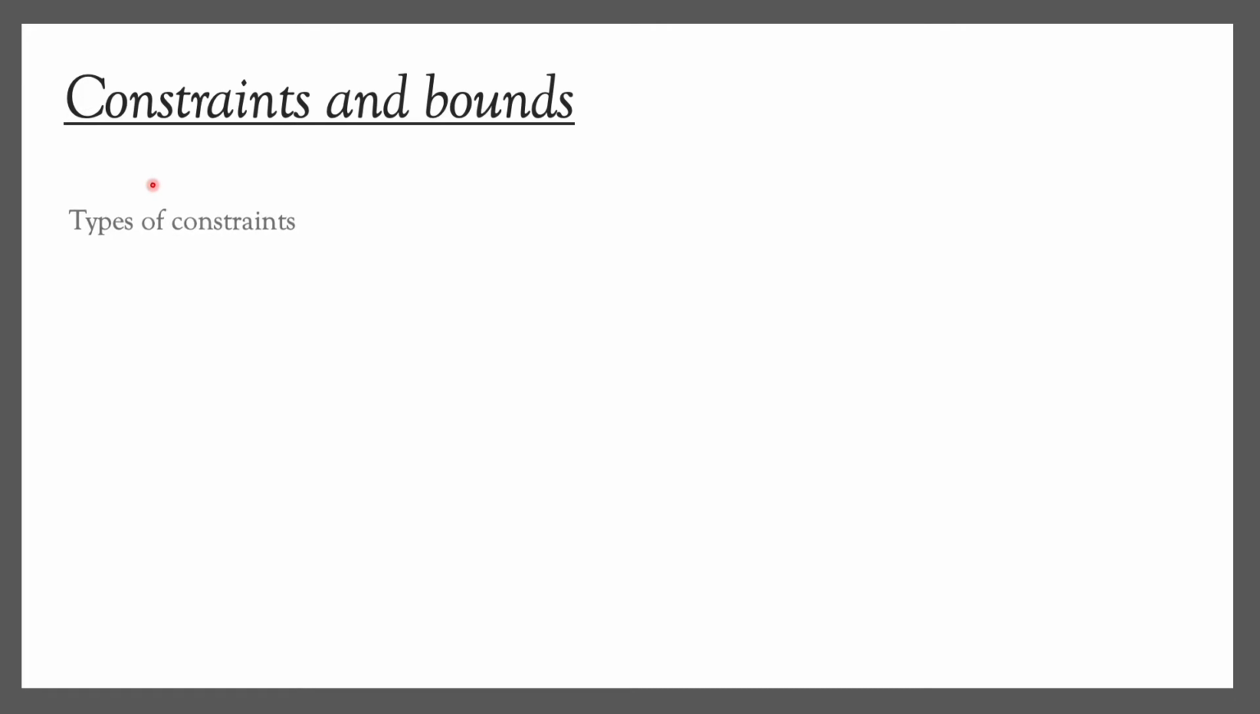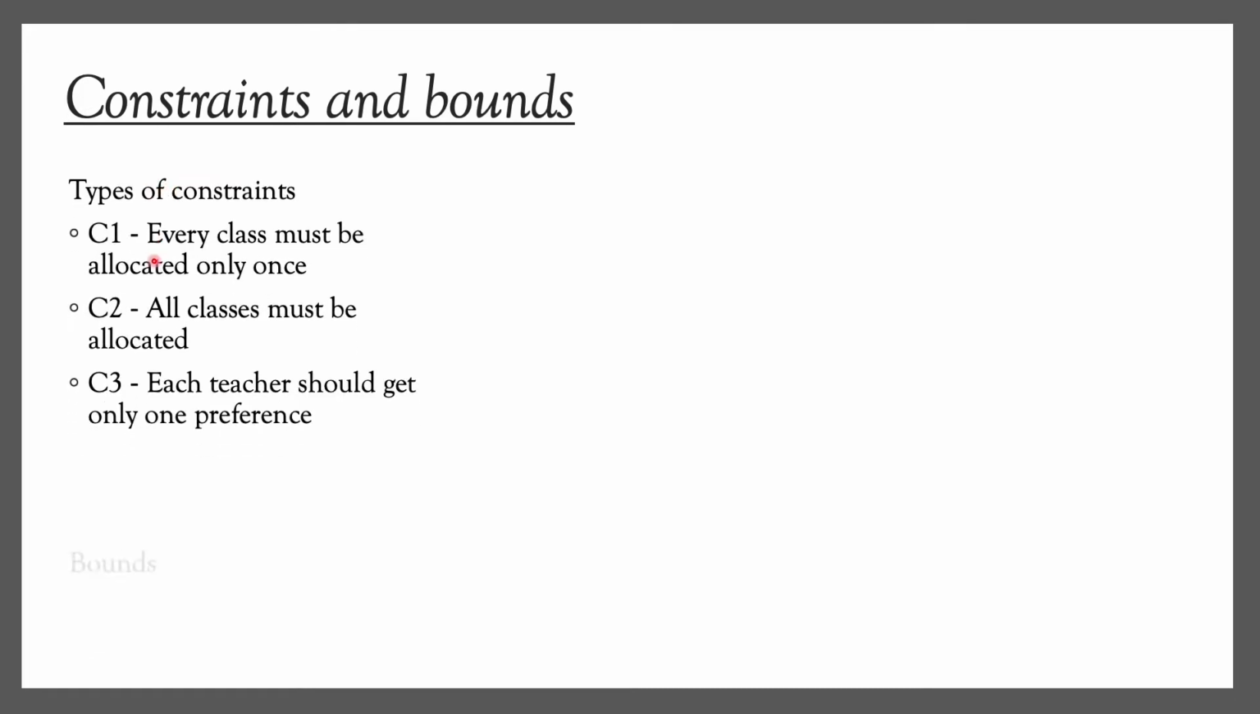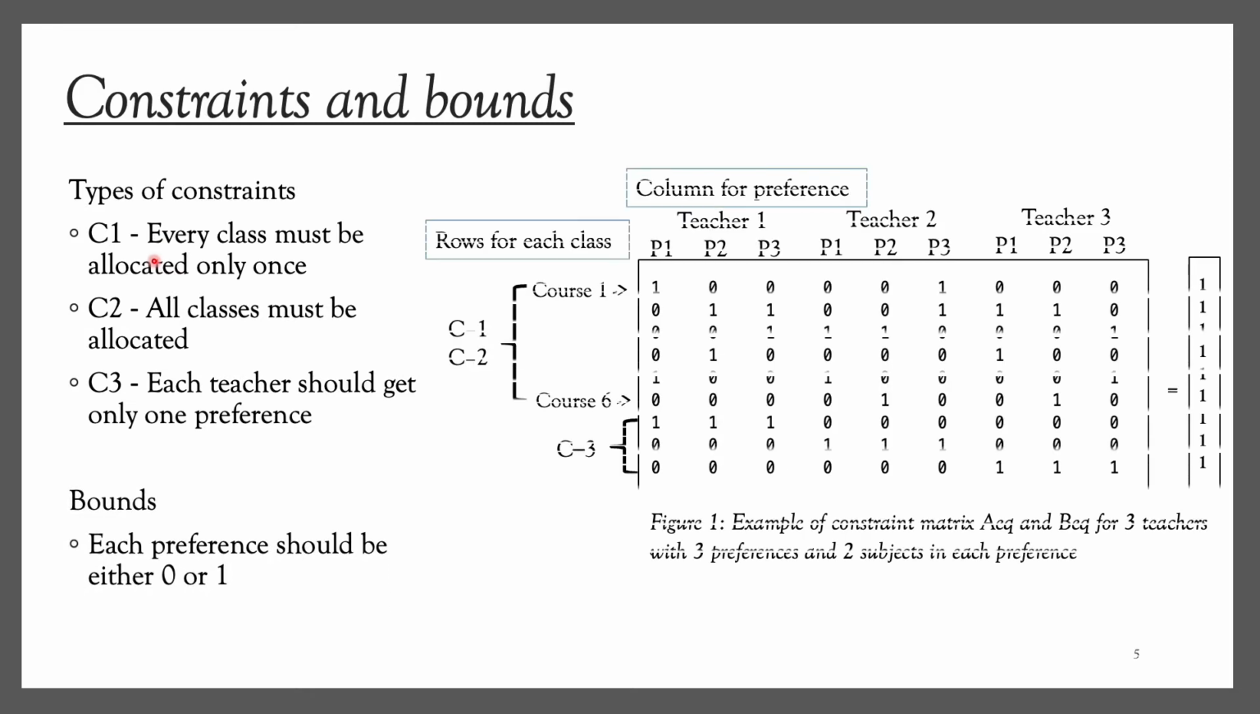Let's discuss constraints and bounds. There are 3 types of constraint. First constraint is every class must be allocated only and only once. Second is all classes must be allocated. Third is each teacher should get only one preference. And the bounds are that each preference variable should be either 0 or 1, indicating which preference a particular teacher has got: either the first preference, second preference, or third preference.